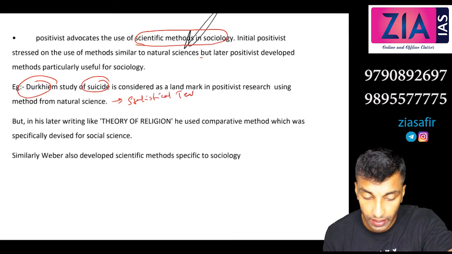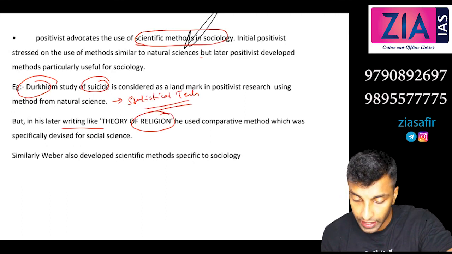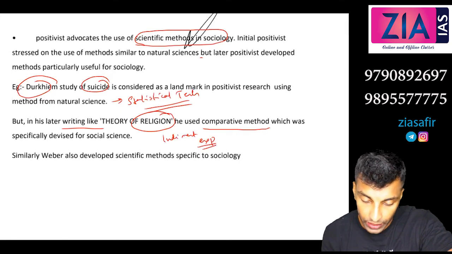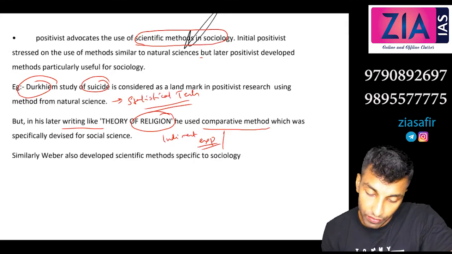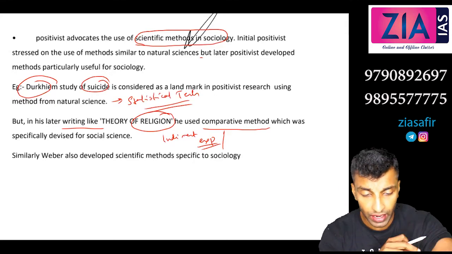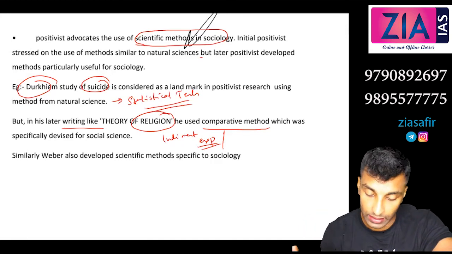We will study this theory. But in his later writings, theory of religion, he used a comparative method which is specifically devised for social science. Which method it was? Indirect experiment, or it is also known as single case experiment. We will study that in the theory. Okay, so all the references that I'm making when I'm discussing this, we will be doing it later, so you don't want to worry about all those things.